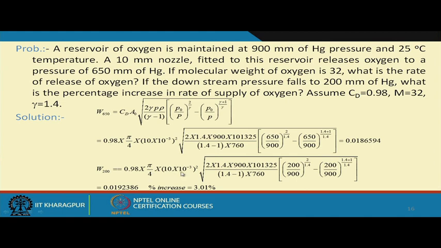0.985 by 4 into this square into 1.4 to 900 into 101325, fine, but here rho value has to be there, 1.4 minus 1 into 760, fine, 200 by 900 to the power 2 by 1.4 minus 200 by 900 to the power 1.4 plus 1 by 1.4. So this what will happen, this value will have lower value, whereas this value will have higher value, and from there we can show that the increase is this much, and we can find out the percentage.